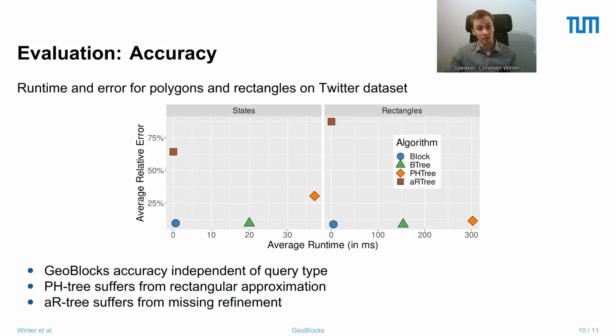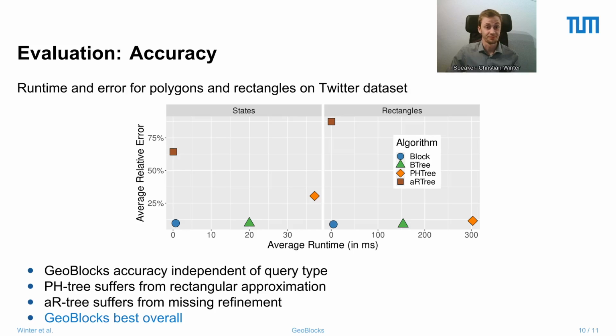So then focusing on runtime and accuracy, we query the Twitter dataset with the US states and randomly generated rectangles. You can see that the geoblocks accuracy and performance is really independent of the query workload. Furthermore, you can see that the pH tree suffers from the rectangular approximation of the states in accuracy, which is not the case for rectangular queries. Our version of the AR tree suffers from missing refinement of overlaps and so on for both cases. Now you can see that geoblocks is really here best overall, offering the best compromise of performance and error in the result.